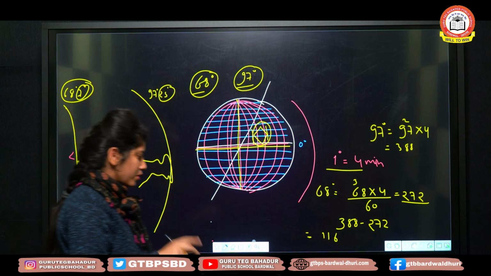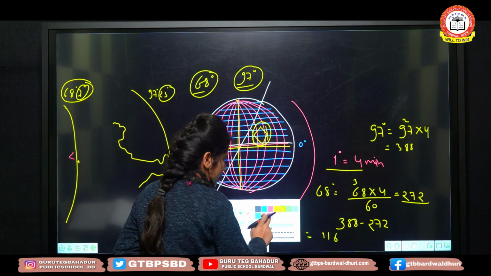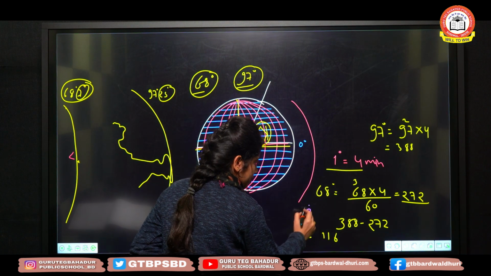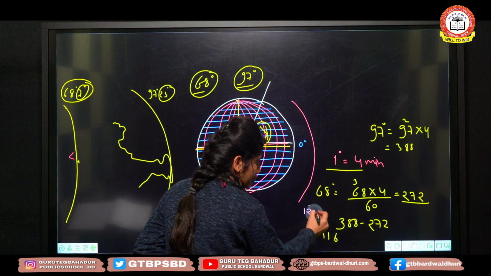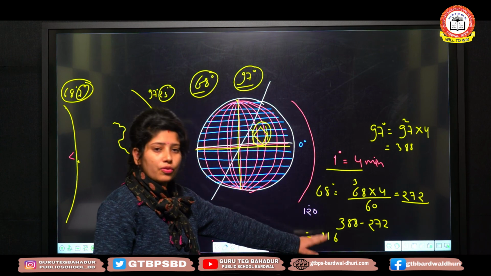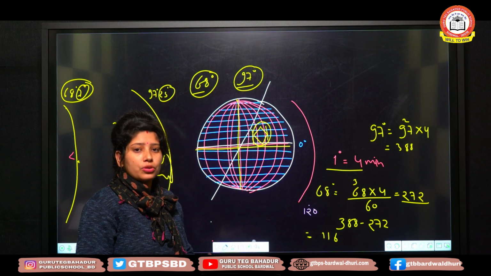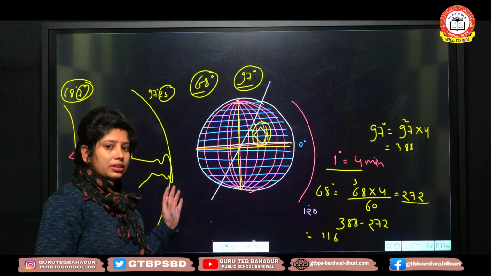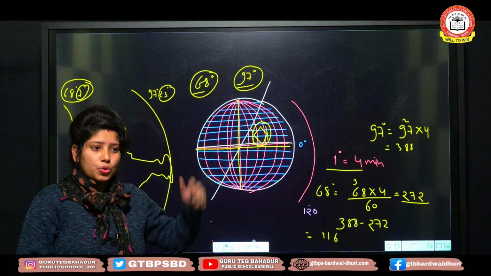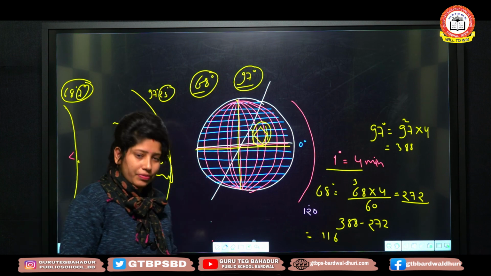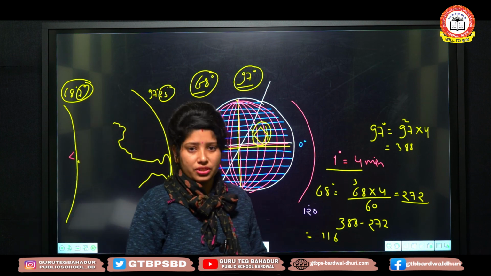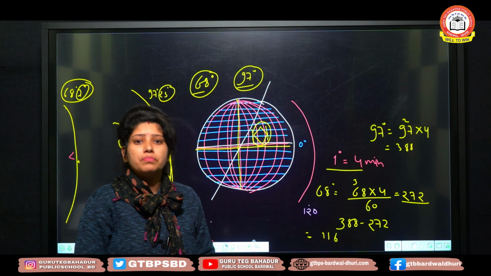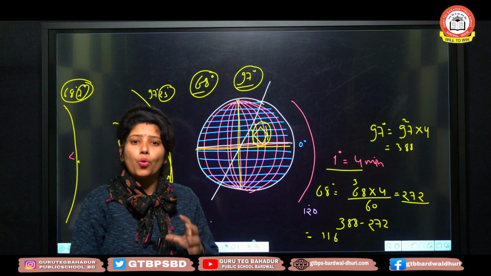1 hour equals 60 minutes, and 2 hours equals 120 minutes, and here the difference is 116. About 2 hours difference you can find between the time of Gujarat and Arunachal Pradesh. So it was very difficult for us to manage. Therefore, we chose a standard meridian to calculate the time of the whole country.